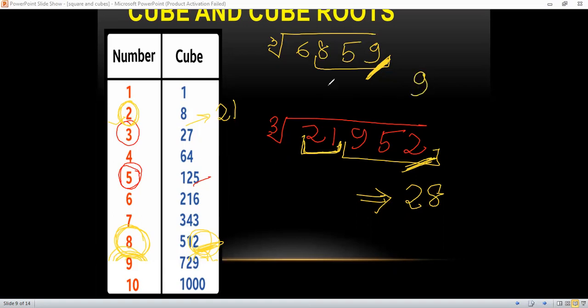9 I have written. Now I will check with this number, this 6. Between 1 and 8, 6 will come. Now I compare between the numbers 1 and 2, and I will write 1. That means the cube root of this number is 19.